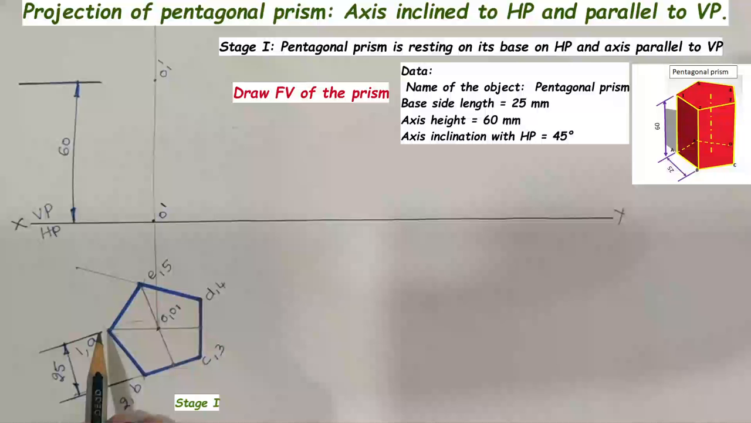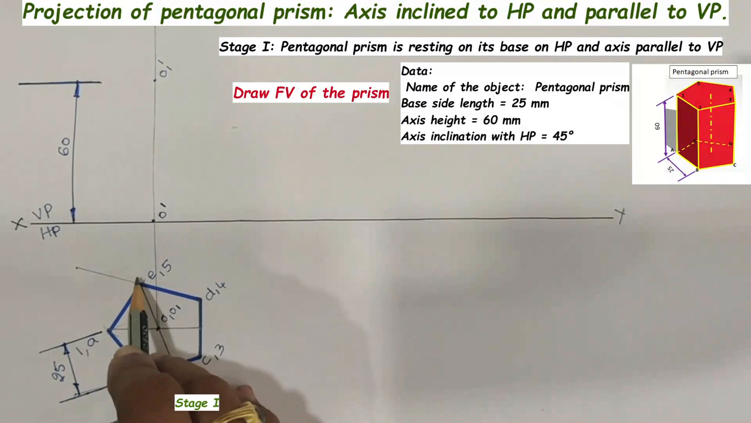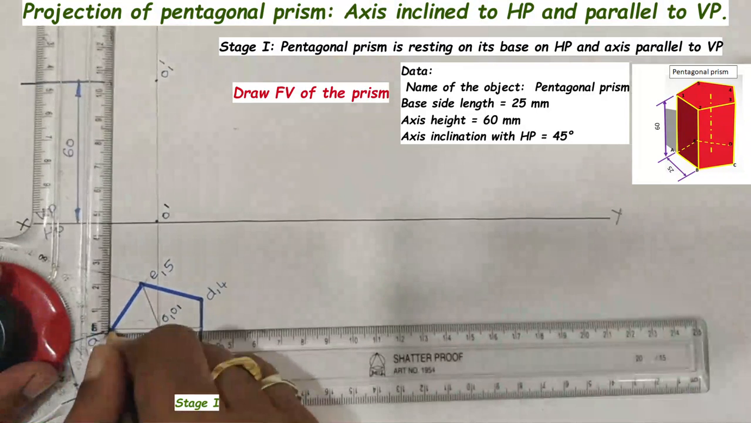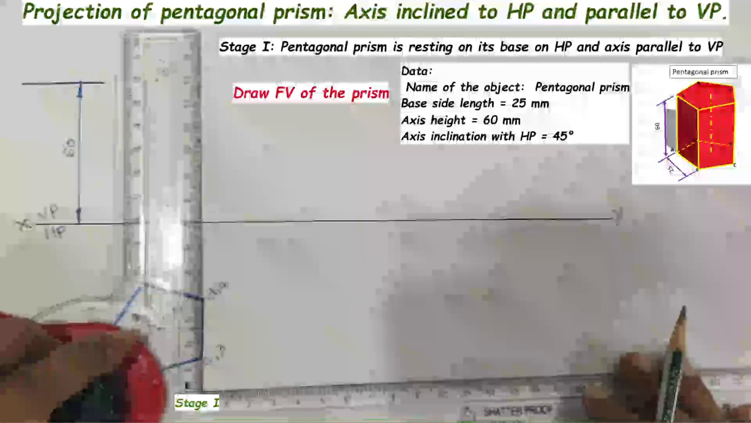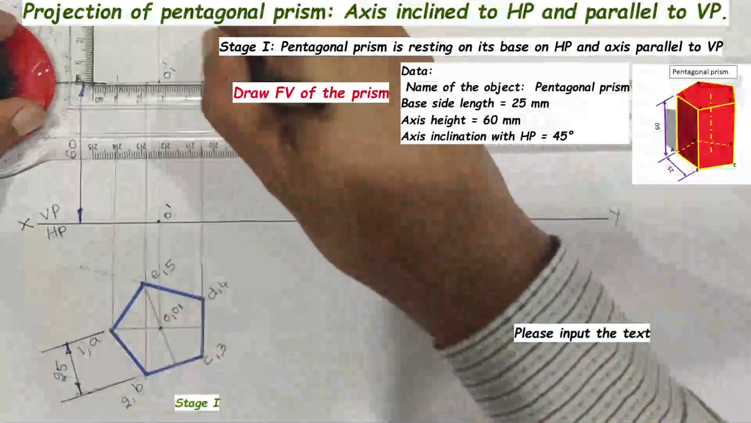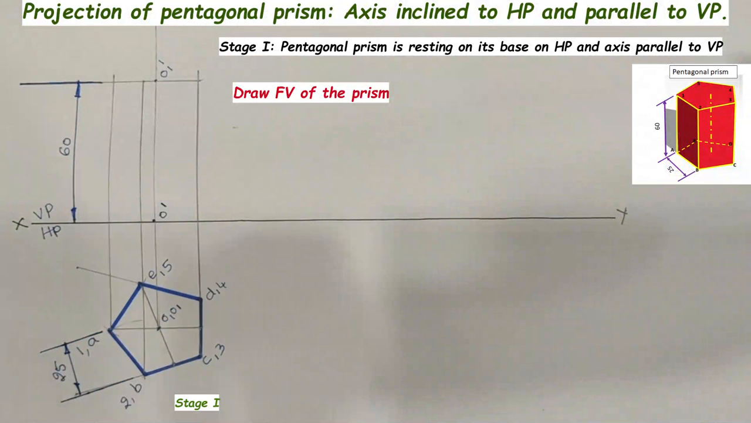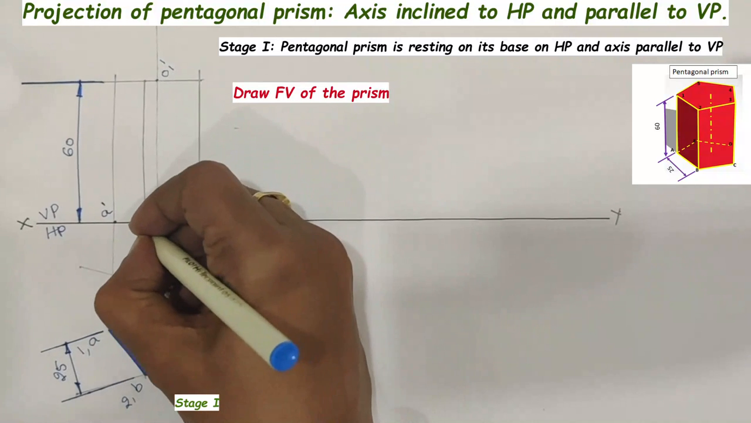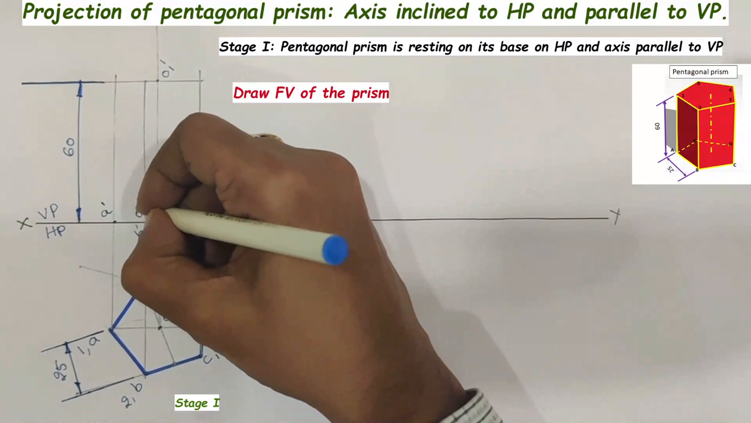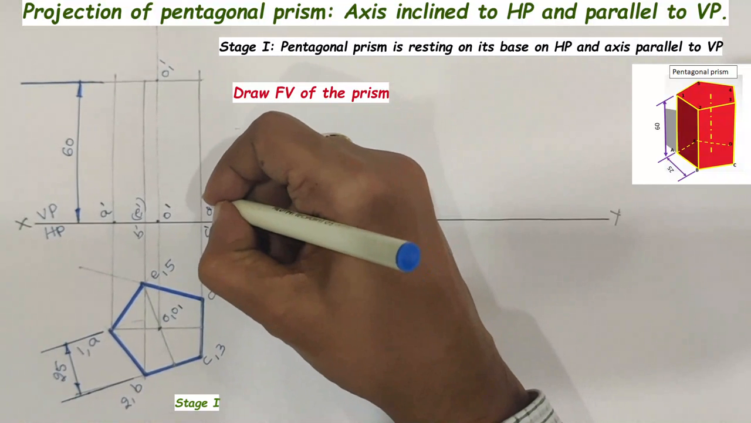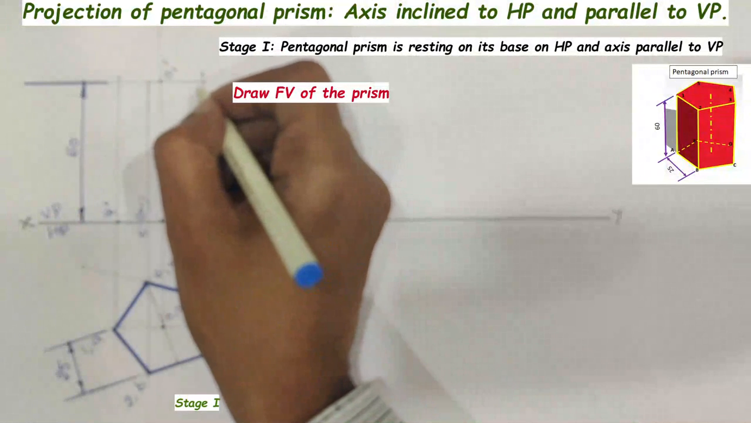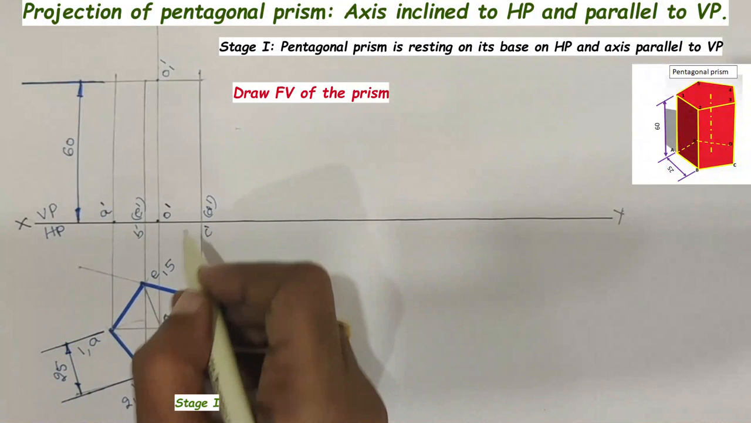Then draw projectors through A, B, C, D, E towards the vertical plane for drawing the front view. The pentagonal prism is resting on one of its bases on HP, so its base image falls on the XY line in the front view. A dash, B dash, E dash, C dash, D dash, and this is the image of the pentagonal prism's top base, and this is the image of the pentagonal prism's bottom base.